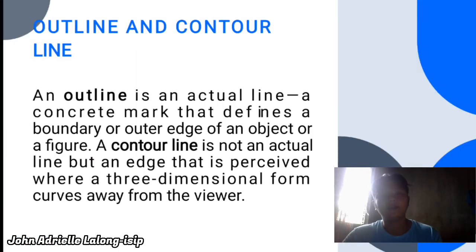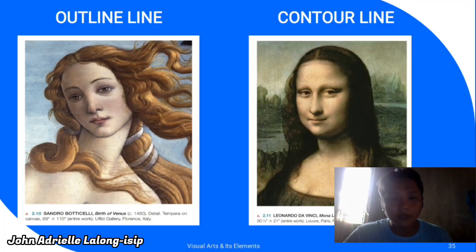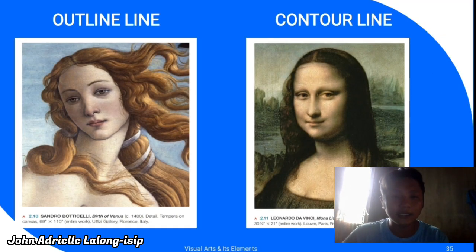Outline and contour line. An outline is an actual line, a concrete mark that defines a boundary or outer edge of an object or a figure. A contour line is not an actual line but an edge that is perceived where a three-dimensional form curves away from the viewer. So, an outline, for example, makikita natin dito na kita-kita mo yung lines niya. Kita-kita mo yung boundary ng mukha, hanggang saan lang siya. It is represented by a line.